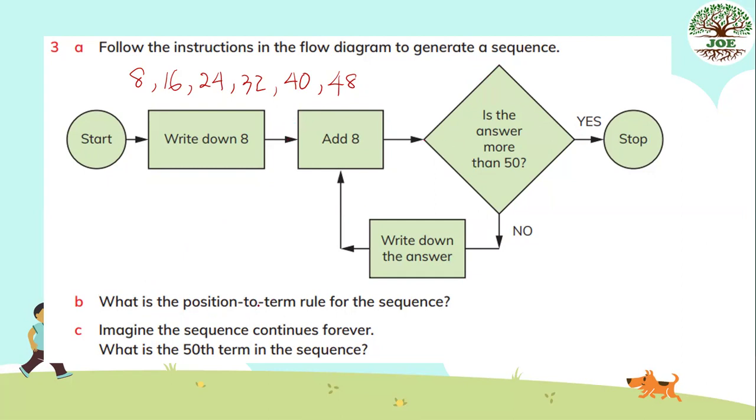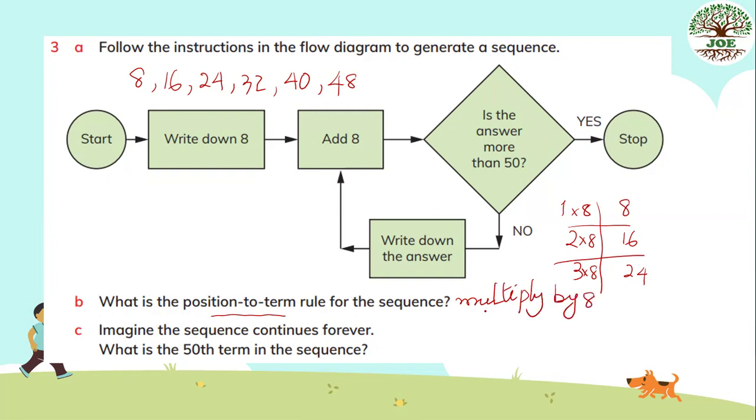Part B, what is the position-to-term rule for the sequence? For the position-to-term rule, we have to write it down as a table. Position 1 is 8, position 2 is 16, 3 is 24. So 1 becomes 8, 1 times 8. 2 times 8, 16. 3 times 8, 24. So our position-to-term rule is multiply by 8.